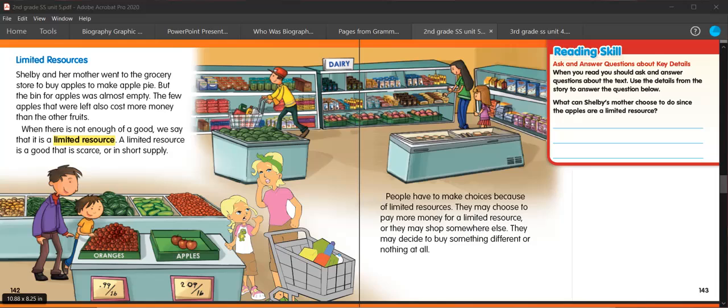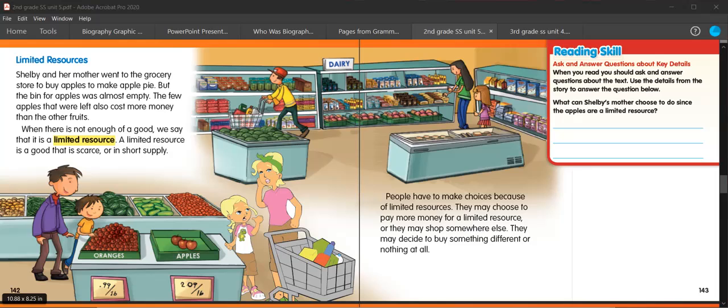So this is another word that I want you guys to remember, the word scarce. Scarce means there's not enough of something. It's very hard to find and there's very few of it. We call that a limited resource. Limited means you have a limit to it, right? There's not enough of it. They don't have a lot of it. So a limited resource is a resource or a thing that you're getting that there isn't very much of.